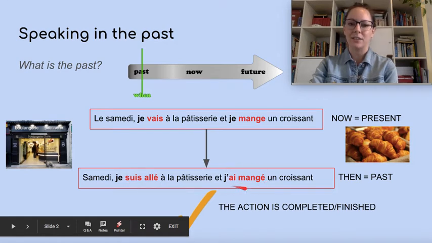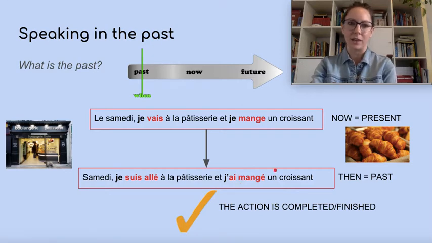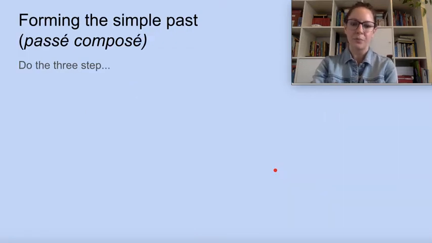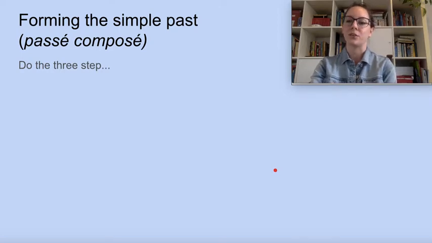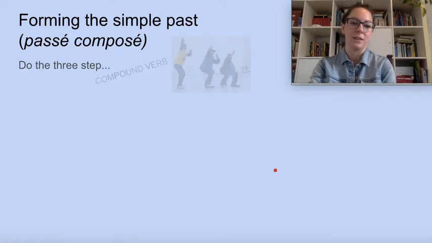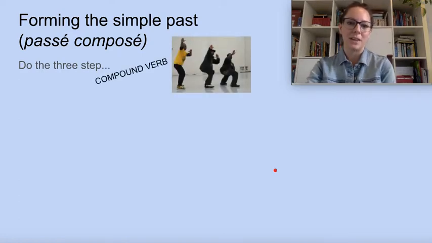I ate. Here you see three components, not just two. So we're going to have three components in the past. Let's look at that a little bit more closely. We're going to do what I like to call the three-step. Now, I have no clue how to dance the three-step, but here's some gentlemen who do.